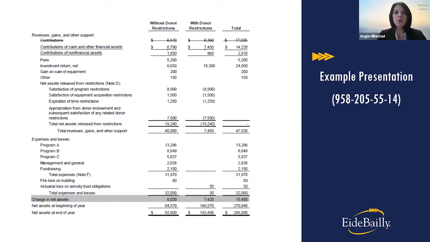If we look also at another common presentation, where we've got the with donor restrictions and without donor restrictions in the side-by-side columnar format, we see here that we've got without donor restrictions and with donor restrictions. And the presentation is essentially doing the same thing. It's taking the one line of contributions and breaking that out into two lines: contributions of cash and other financial assets and contributions of non-financial assets.